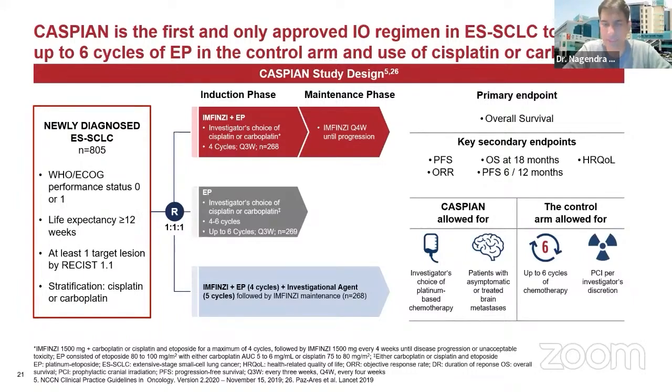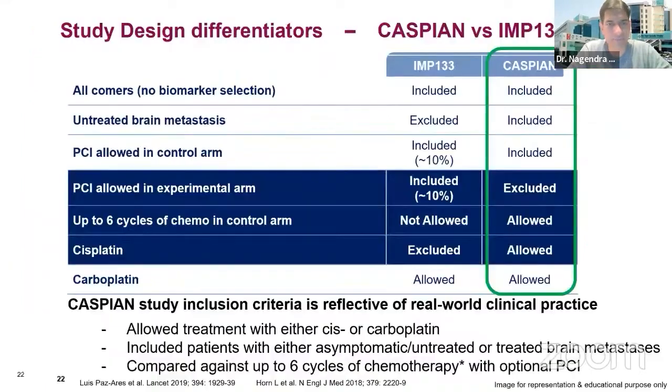The primary endpoint of this trial was overall survival. The key secondary endpoints were PFS, objective response rate, OS at 18 months, PFS at 6 and 12 months, and health-related quality of life reported by the patients. So the CASPIAN trial allowed asymptomatic or treated brain mets upfront, and in the control arm allowed for the 6 cycles of chemotherapy and PCI as per investigator's discretion.